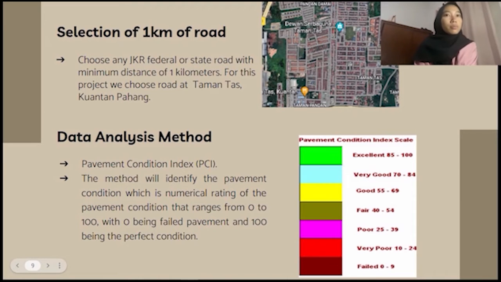Alright. From that, the analysis method that we are using for this project is the pavement condition index. In short, we call it PCI. And the method will identify the pavement condition, which is a numerical rating of the pavement condition that ranges from 0 to 100.